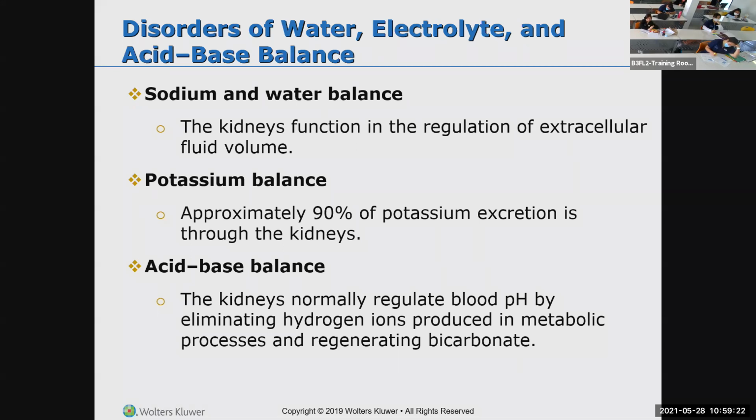And acid-base balance. The kidney normally regulates the blood pH by eliminating hydrogen ions produced in metabolic processes and regenerating bicarbonate. So we need to be careful about the acid-base balance of the kidney. Otherwise, if we don't maintain that, it might lead to stone formation again.